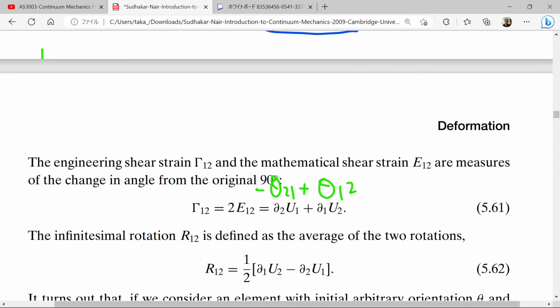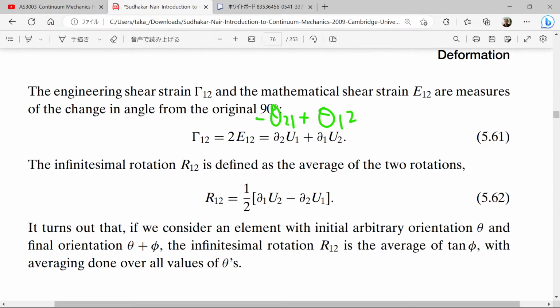Yeah, I think so. So here we have the same thing. We have E12 equal to 1/2 (theta 1,2 minus theta 2,1). And then the infinitesimal rotation R12 is defined as the average of two rotations.